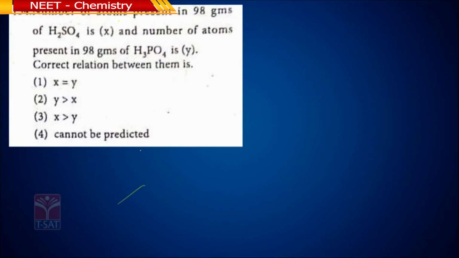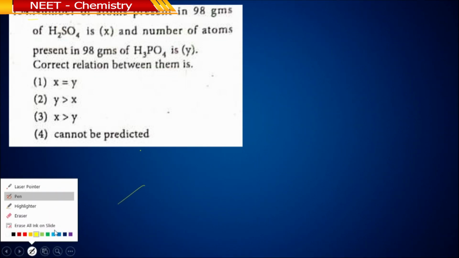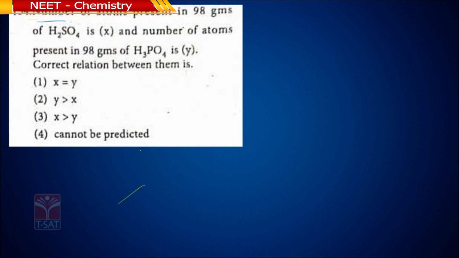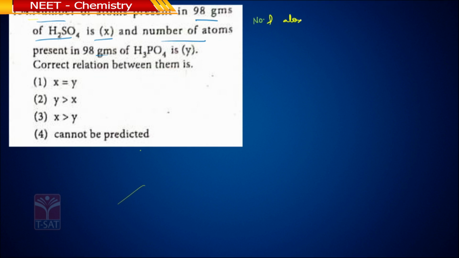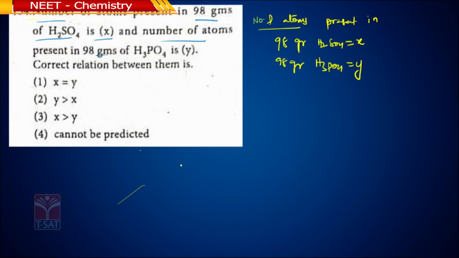The number of atoms present in 98 grams of H2SO4 is X, and the number of atoms present in 98 grams of H3PO4 is Y. So he is asking the relation between X and Y. What is the relation between the number of atoms of H2SO4 and H3PO4?